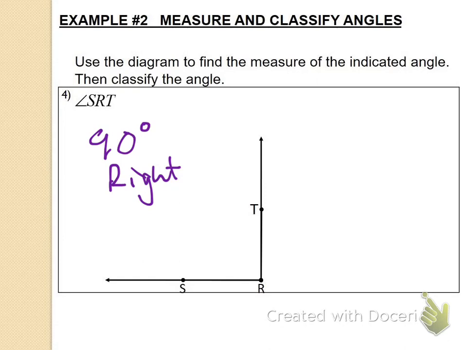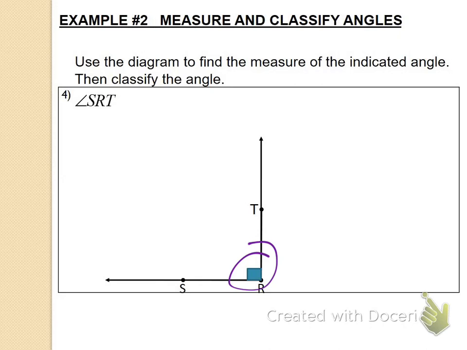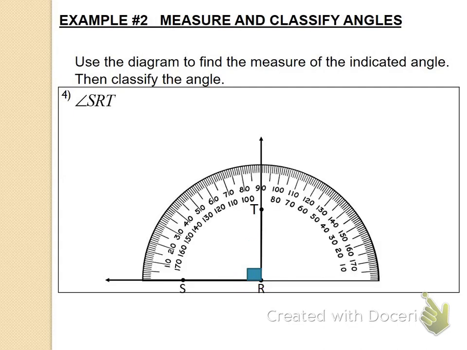We'd have to measure it and know that it's 90 degrees, or we could put this box, remember I mentioned before, this box in the angle, and that would tell you that it's a right angle as well, right? So we just can't assume, we have to know for sure.